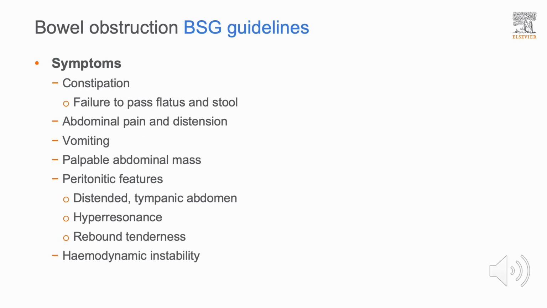Symptoms of bowel obstruction include constipation with a failure to pass flatus and stool, abdominal pain and distension, vomiting, a palpable abdominal mass, and peritonitic features mentioned previously, including a distended tympanic abdomen with hyperresonance to percussion and rebound tenderness. In such severe cases, they may also be associated hemodynamic instability.